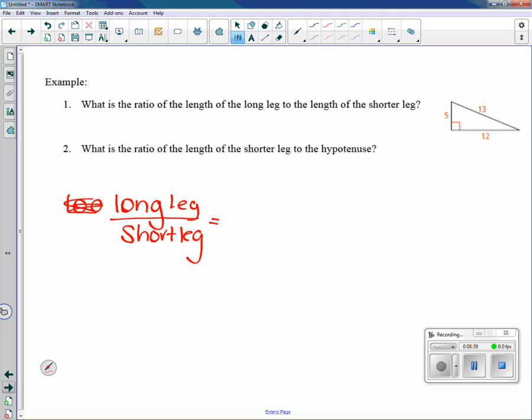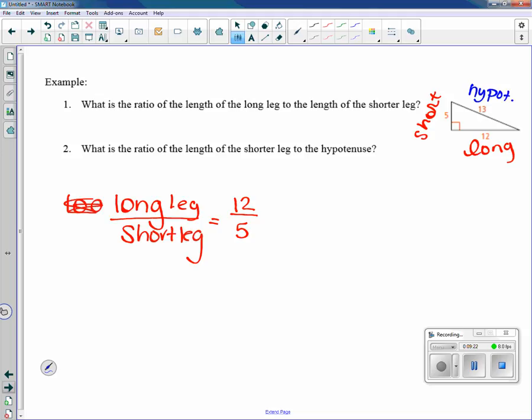What is the long leg on this triangle? Think about it. We're talking about the leg, not the hypotenuse. There are 2 legs and a hypotenuse. So 12 is the long leg. What would be the short leg? 5. Good. So that would be your ratio, 12 to 5. Our long leg is right here, our short leg is right here, right? What is 13 called in a right triangle? It starts with an H, the hypotenuse. It's not a leg, it's a hypotenuse, okay?